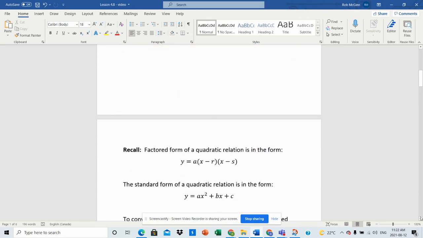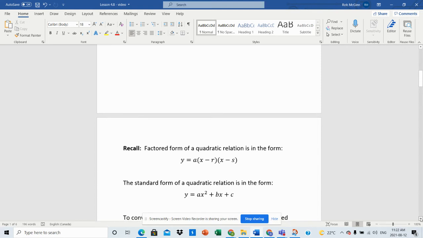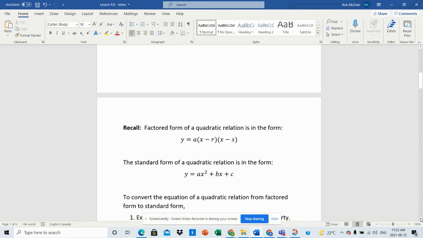So recall that the factored form of a quadratic relation is in this following form: y equals a, and then in brackets we have x minus r times x minus s, where r and s are going to be our x-intercepts. The standard form of a quadratic relation is written in the form y equals ax squared plus bx plus c. Remember, c is our y-intercept, and a, if it's positive, tells us the parabola opens upwards, and if a is negative, it tells us our parabola opens downwards.